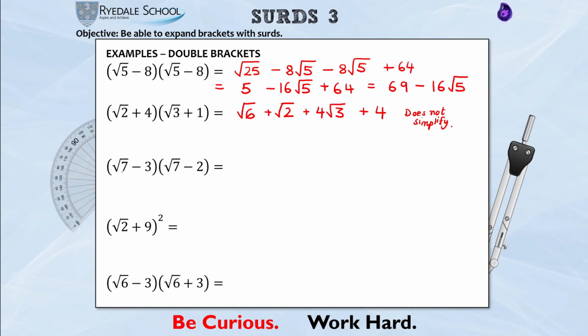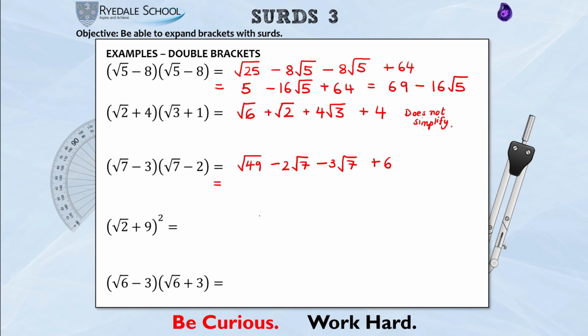Let's look at my next question with some root 7s. If I do my firsts, root 7 times root 7 is root 49. My outers is negative 2 times root 7, so negative 2 root 7. My inners is negative 3 times root 7, negative 3 lots of root 7. And my lasts are negative 3 times negative 2, which is positive 6.